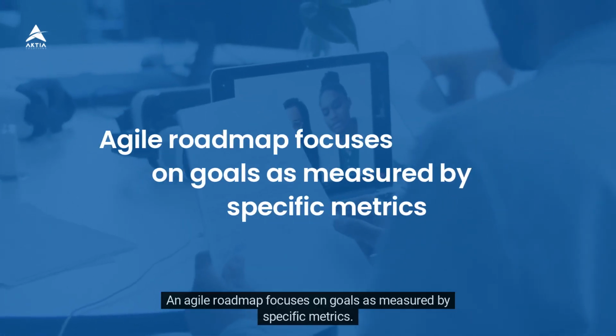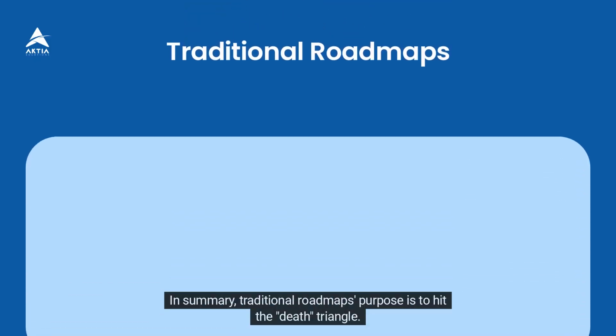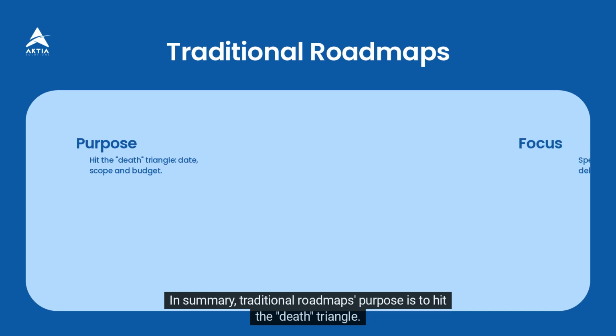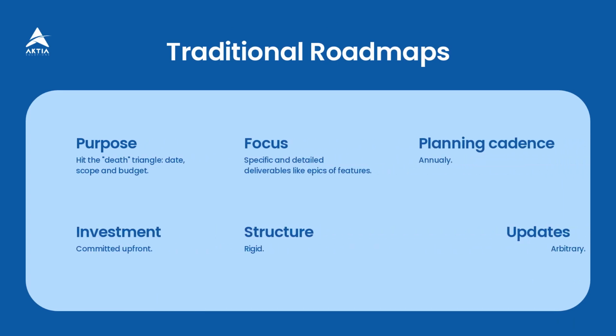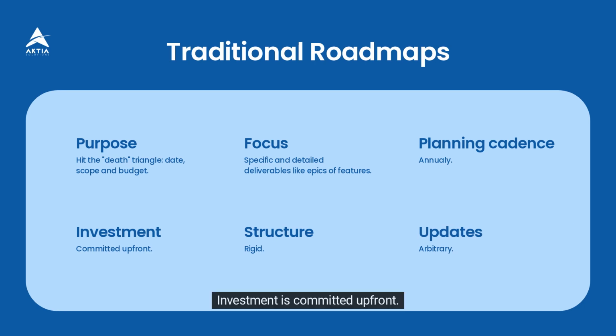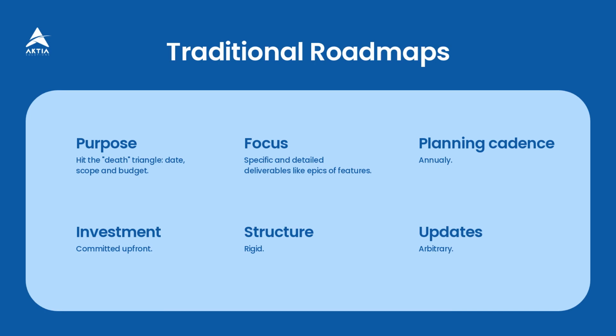An agile roadmap focuses on goals as measured by specific metrics. In summary, traditional roadmaps' purpose is to hit the delivery dates. Their focus is on specific and detailed deliverables. They are planned annually. Investment is committed upfront. Their structure is rigid, and they are updated based on arbitrary requests.